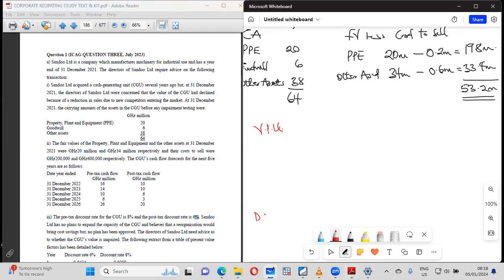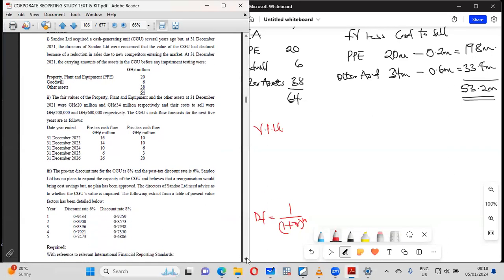But the discount factor, you can always calculate it yourself. It's 1 over 1 plus r raised to the power n. You can be calculating it for each year. So if it is year 1, n is 1. If it is year 2, n is 2, like that. And you use it to PV the cash flows. But here we have been given them. But the trick here is that they gave us a pre-tax rate of 8% and a post-tax rate of 6%.